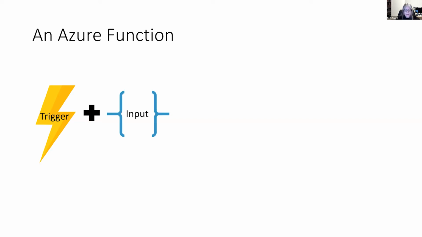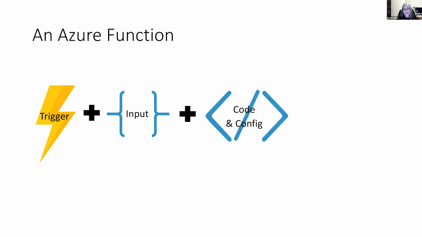Then we can add one or more inputs. Now this is just like a regular function in programming. You can have a whole bunch of arguments or parameters passed into a function. So it's the same thing here. You can have one or more inputs. And then you have some code and possibly configuration. And then you have some outputs.